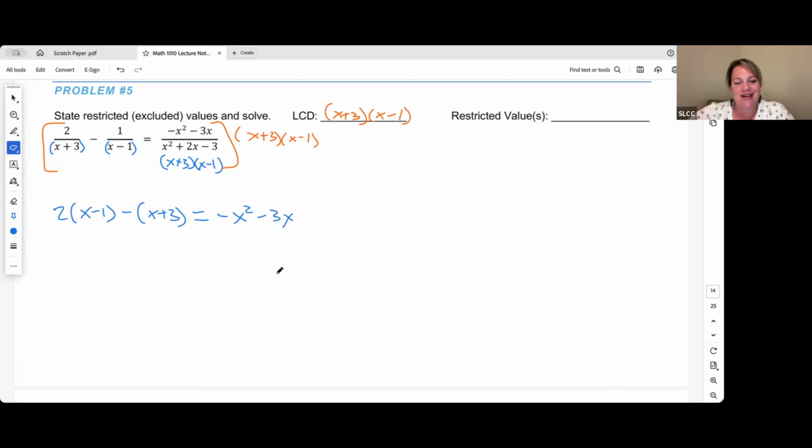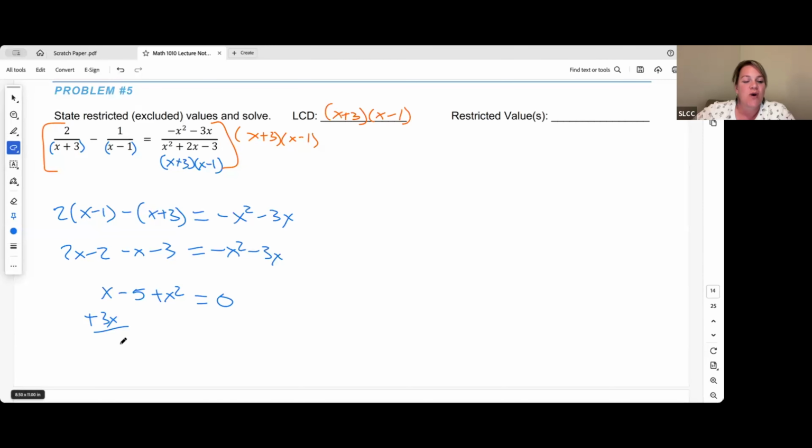In the right side, all of it divides to 1, so I'm just left with negative x squared minus 3x. Then I distribute and combine like terms. So 2x minus 2, negative x minus 3, and then the right side is negative x squared minus 3x. Since there's this x squared term, let's just pull everything over to the left and set it equal to 0. So here I have 2x minus x is x, negative 2 minus 3 is minus 5. Then I'll add the x squared, and I'll add the 3x, which I can combine to the other x. So I get x squared plus 4x minus 5 equals 0.